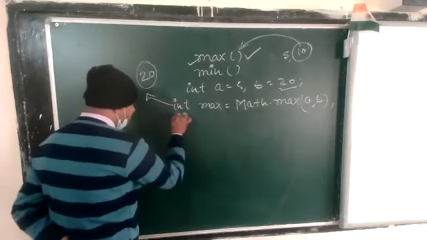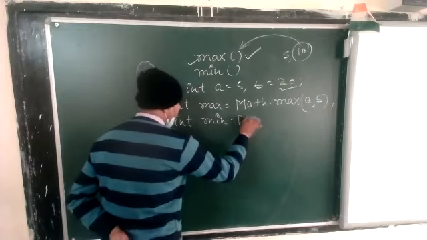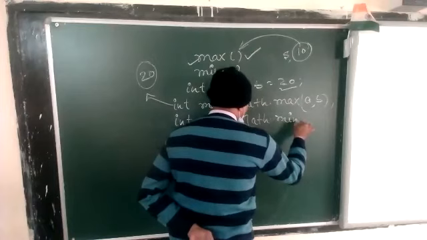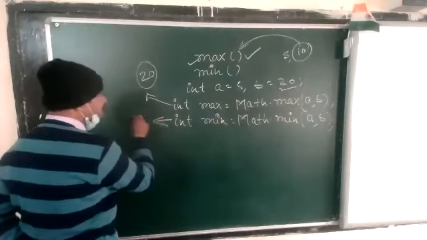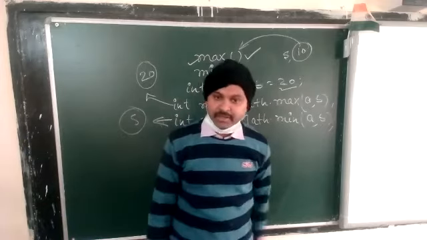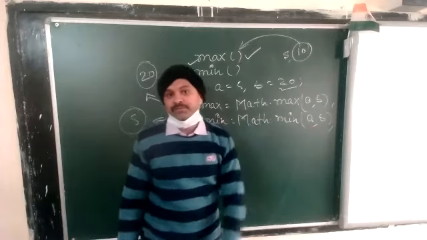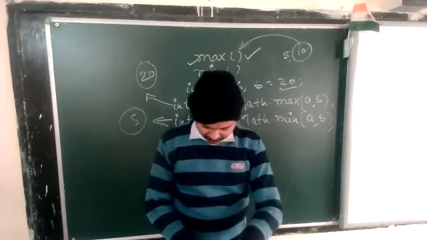Now, if at the same time you want to calculate the minimum, the smallest among two, then we can write Math.min(a, b), and it will return 5. The smallest among two. Here also we can pass only two at once, not more than that. Clear? So this is your maximum and minimum function.